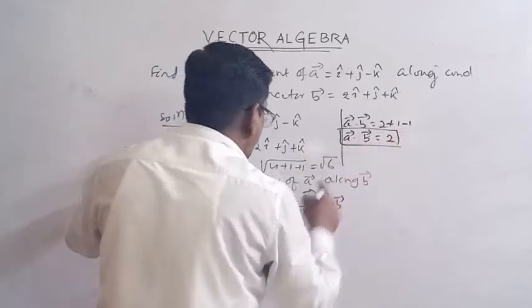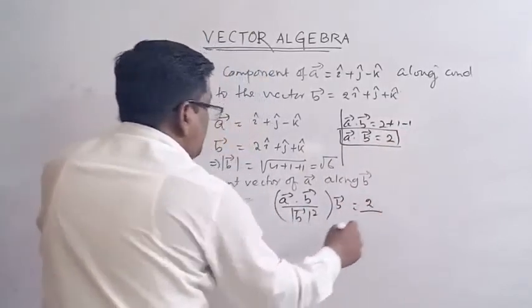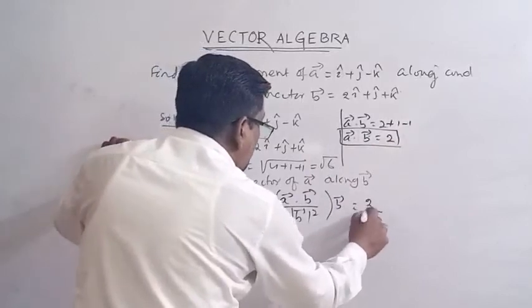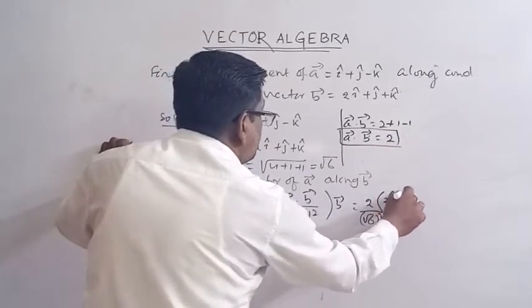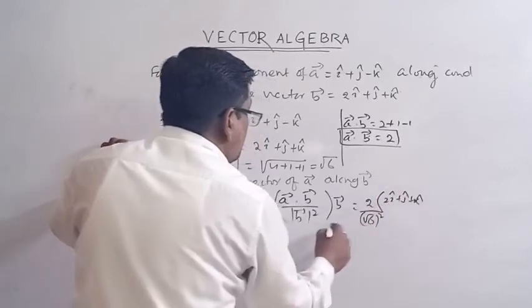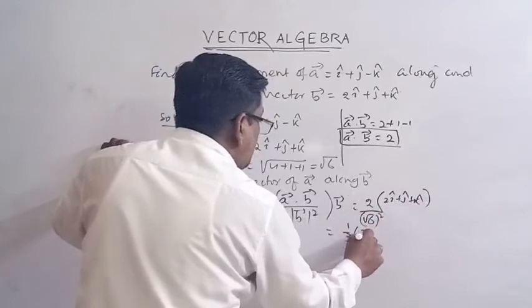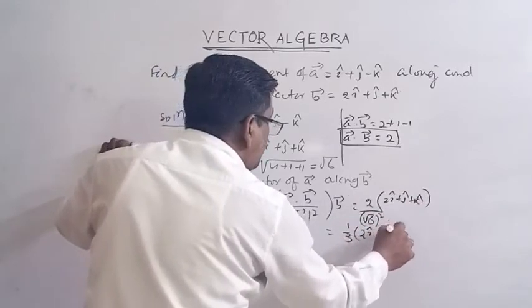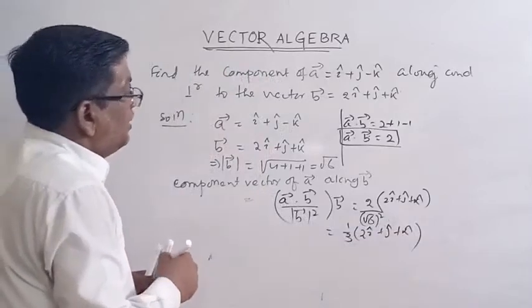Putting the value, 2 by magnitude B, root 6, whole square, into B, meaning 2i plus j plus k. So that is 2 by 6, which is 1 by 3, into 2i plus j plus k cap. This is the component of vector A along B.